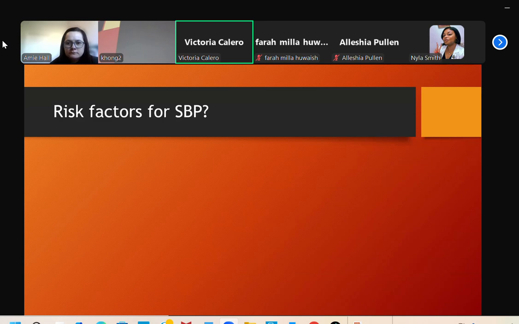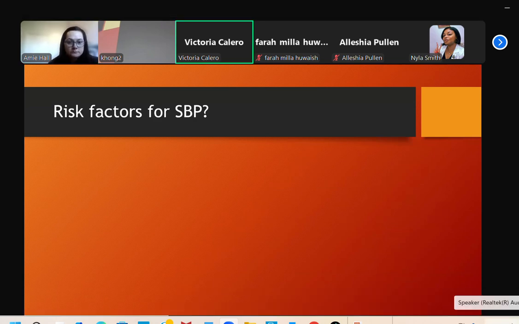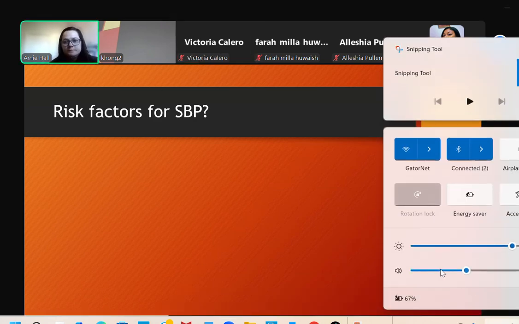If they have a low protein concentration. Okay, thank you. And also, if they used to have SBP. Right, if they have had prior SBP, they're going to be at increased risk of having SBP again. So we usually put them on prophylaxis.